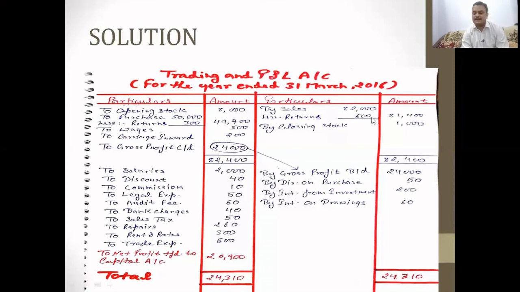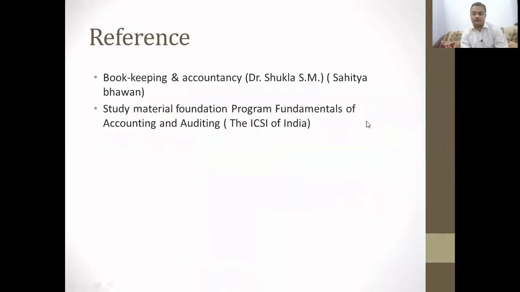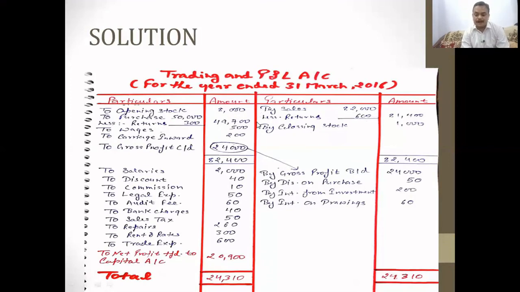Sales 82,000 minus sales return 600, the balance is 81,400. Closing stock 1,000. You add both of these, sales and closing stock, and the balance will come 82,400. Then you add the debit side of trading account, and after that compare credit balance to the debit balance. So see, the credit balance is more than the debit balance, then the result will be gross profit, and the gross profit is 24,000.